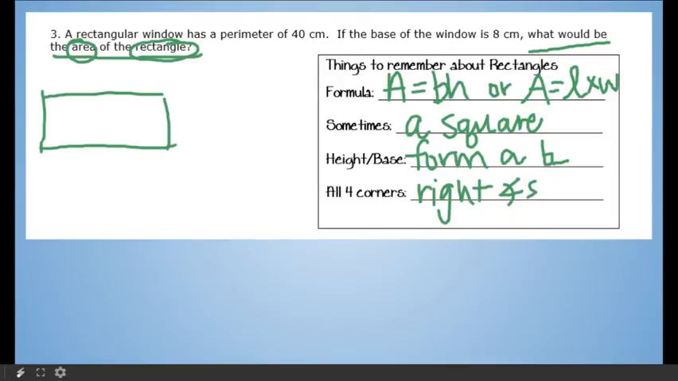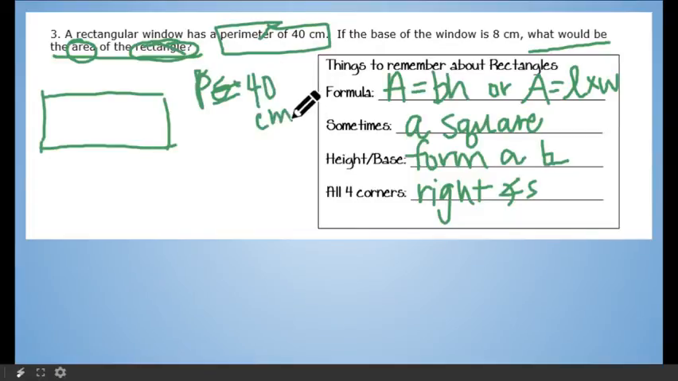So let's see what information the question gives us. A rectangular window has a perimeter of 40 centimeters. So it's telling us the perimeter, well, my pen is going crazy. The perimeter is 40 centimeters. I apologize for my terrible writing. My pen has a mind of its own. Then it tells us the base of the window is 8 centimeters.